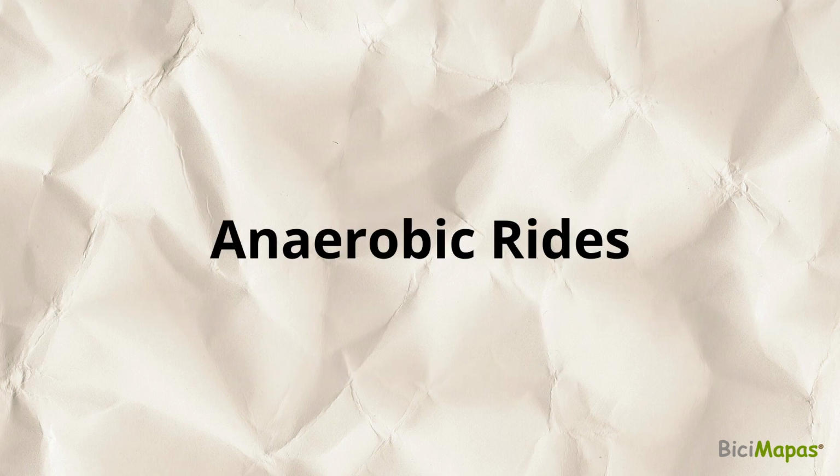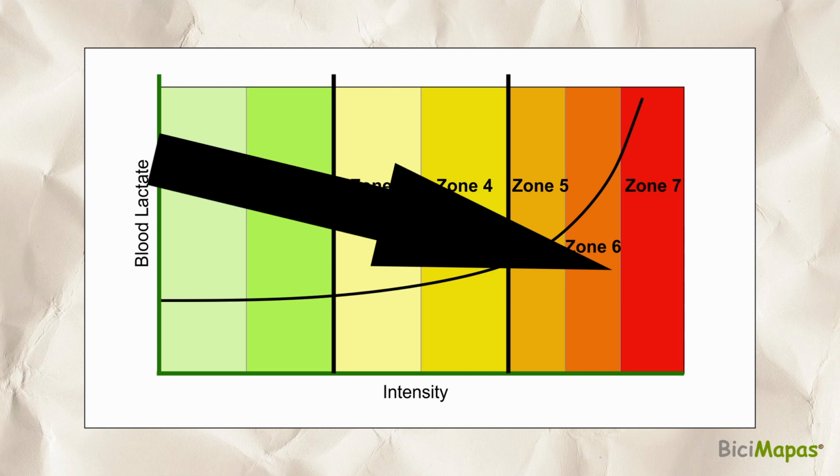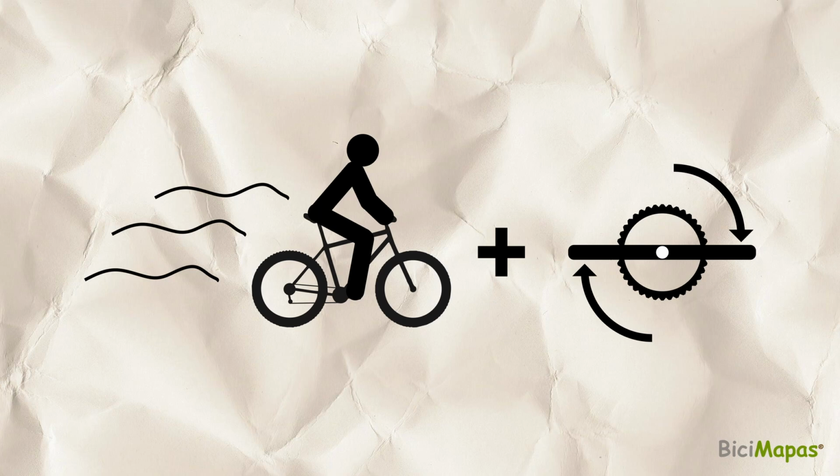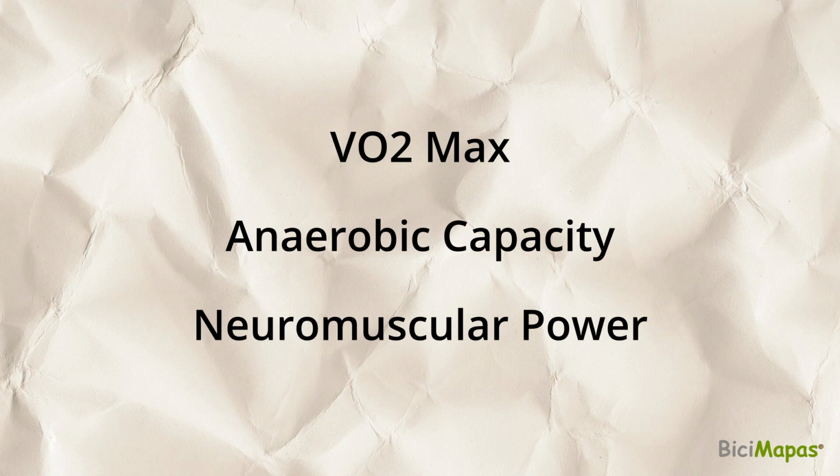Anaerobic rides. They develop the anaerobic system, targeting to increase the power that can be sustained for a set time above the anaerobic threshold. The result is the ability to apply sudden, very high-intensity efforts for short durations. There are 3 anaerobic ride subtypes. VO2 max. Anaerobic capacity. Neuromuscular power.